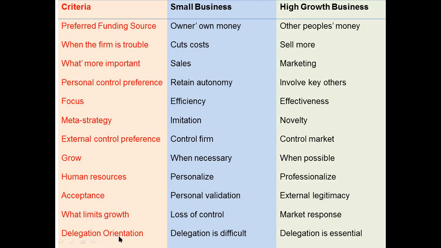So delegation orientation: delegation is difficult because it's a firm control, it's your personal money, and you have personalized human resource. So you are very unlikely to delegate in small businesses, whereas in high growth businesses, delegation is essential. You cannot actually grow unless you delegate. So delegation is essential in the case of high growth businesses.